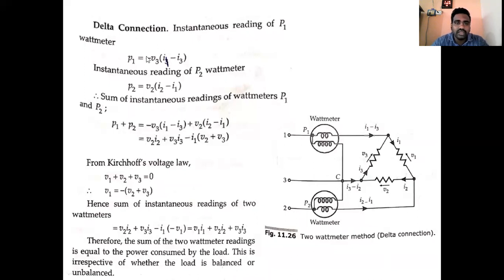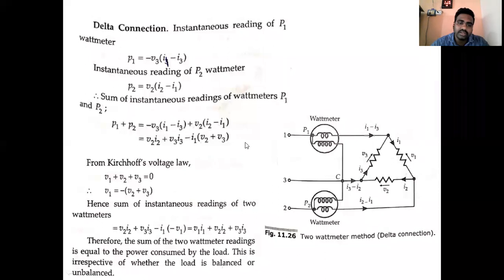If we sum both of the expressions, P1 plus P2 is equal to minus V3 into (I1 minus I3) plus V2 into (I2 minus I1). This is the instantaneous power expression of the wattmeters. If we simplify, what will be the final expression? V2 I2 plus V3 I3 minus I1 into (V2 plus V3).